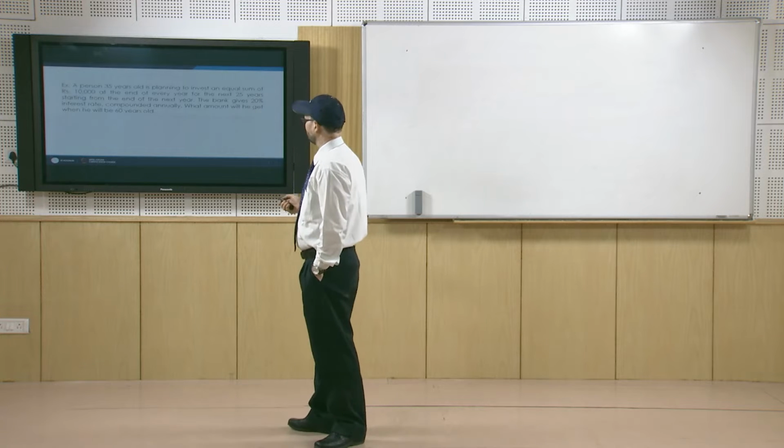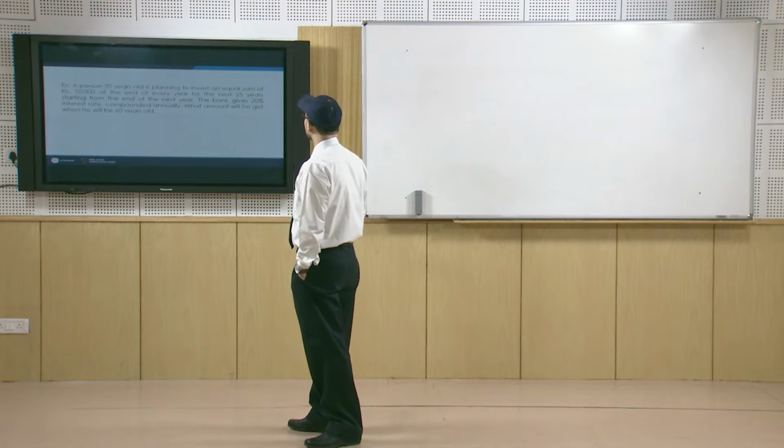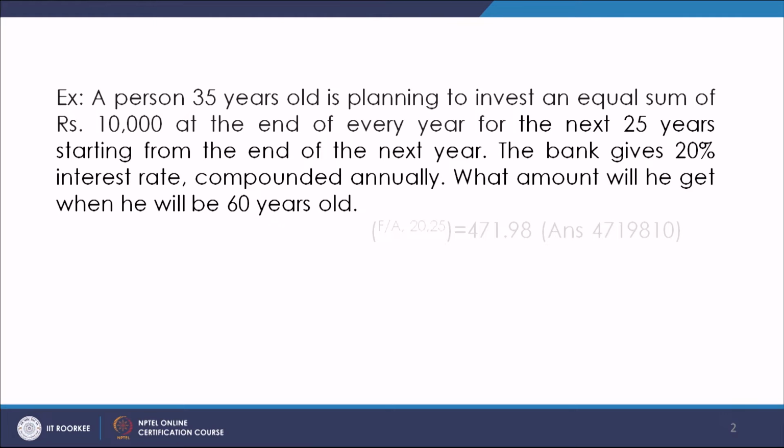There is a problem which tells that a 35-year-old person is planning to invest an equal sum of rupees 10,000 at the end of every year for the next 25 years, starting from the end of the next year. The bank gives 20% interest rate compounded annually. What amount will he get when he is 60 years old?